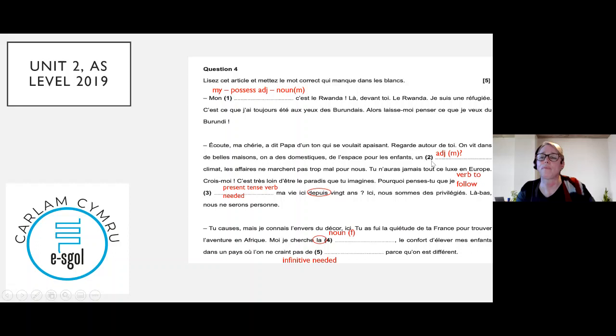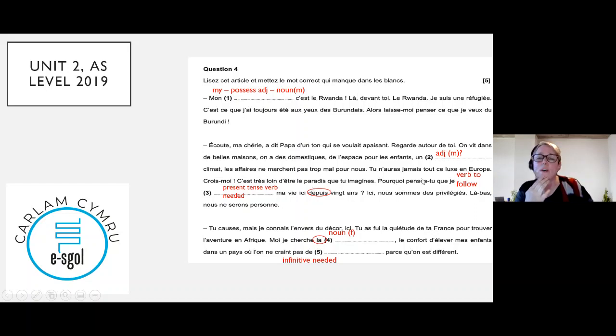So here you're going to need an adjective again. It's going in front of the noun, un climat, and again it's a masculine adjective, masculine singular. And these adjectives and nouns that have come before, they're all to do with belle maison, des domestiques, de l'espace, everything sounding positive. So you're looking for an adjective which gives a positive feel here.